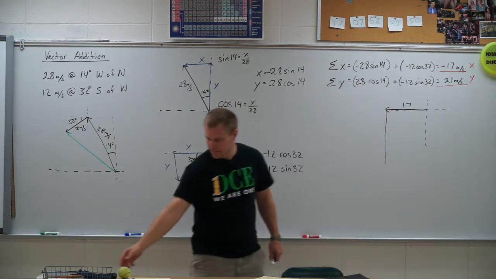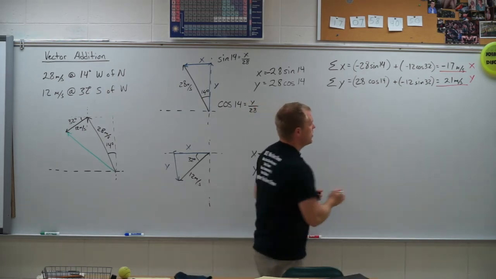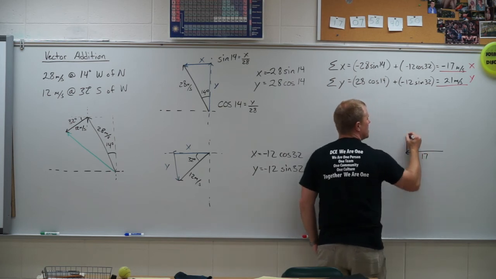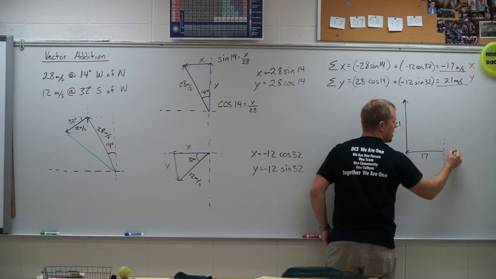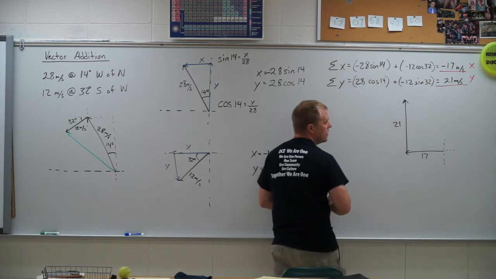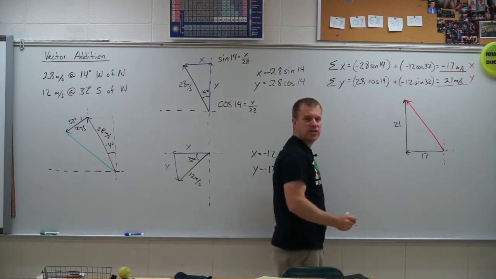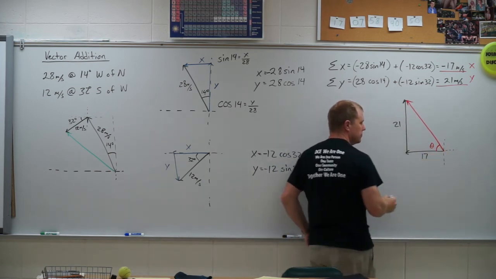Let me try that again. So I'm going to have my 17 in the negative direction and my 21 in the positive direction. And I want to find this magnitude and the angle that's associated with it.